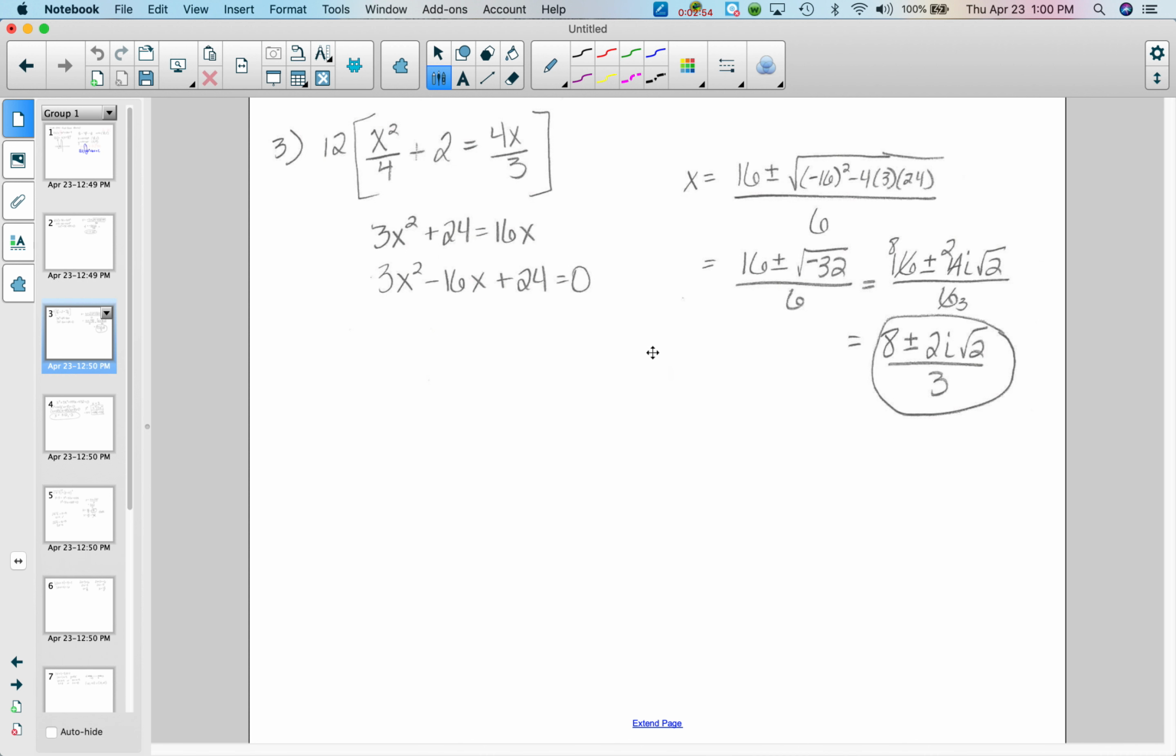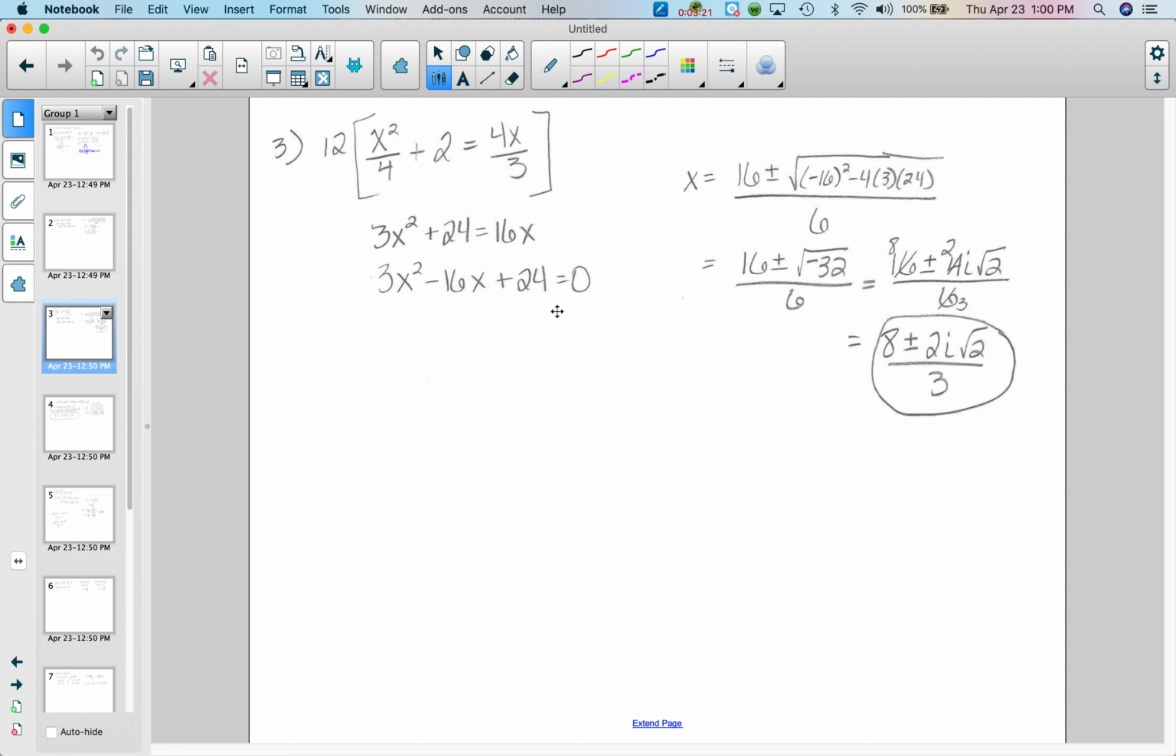So on number 3, you were asked to solve the equation that I have kind of here in the brackets. And you can see the first thing I did was fraction busters. So the common denominator would be a 12, so I multiplied everything by 12. So 4 goes into 12 3 times, I get 3x squared. Multiply the 2 times the 12, 3 goes into 12 4 times, the 4x. I have another quadratic equation, so I have to solve this quadratic equation.